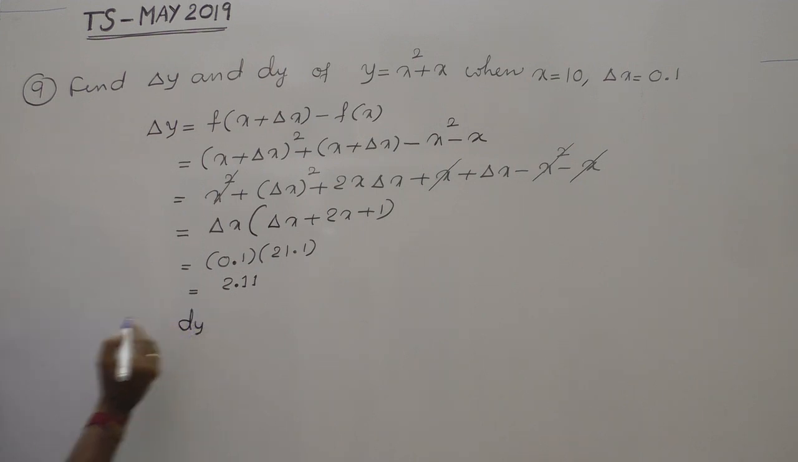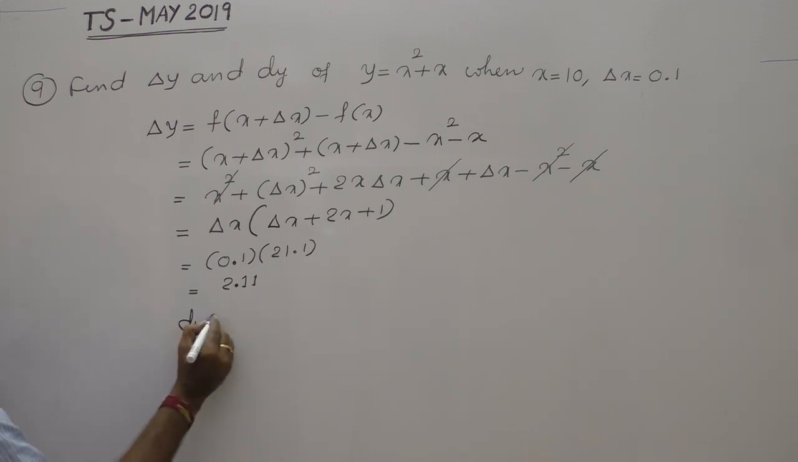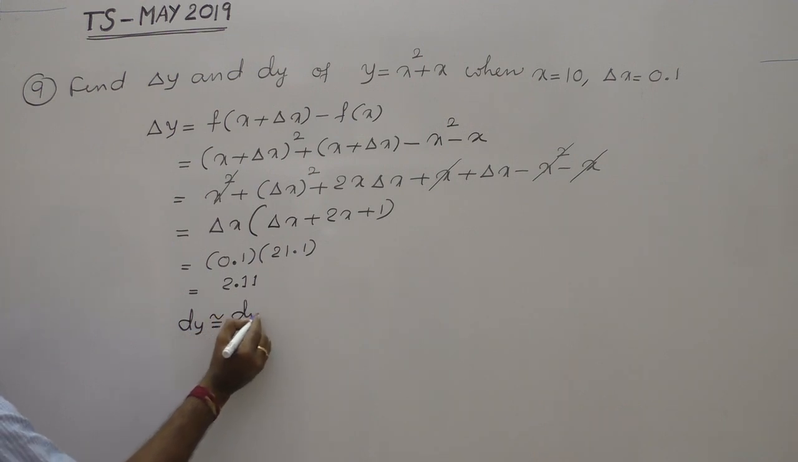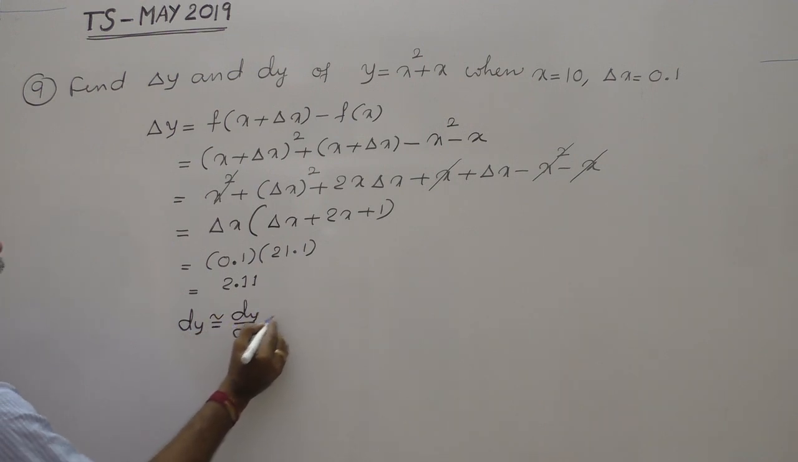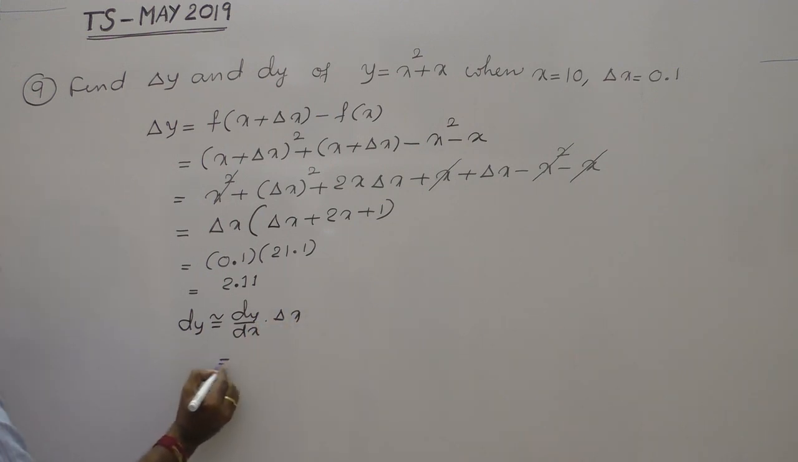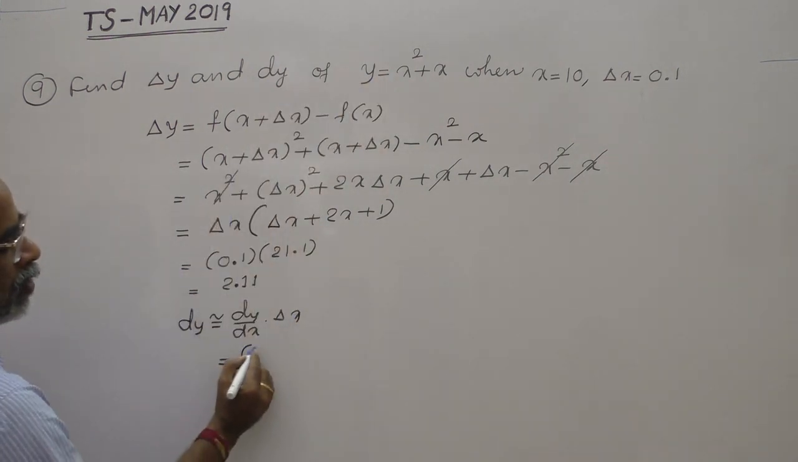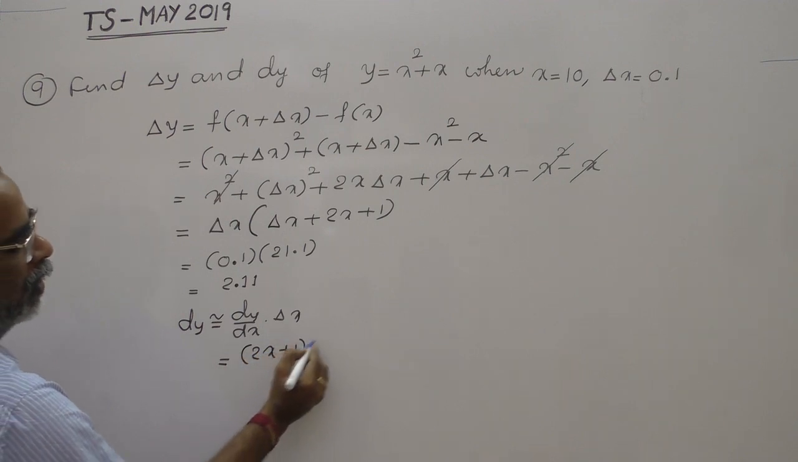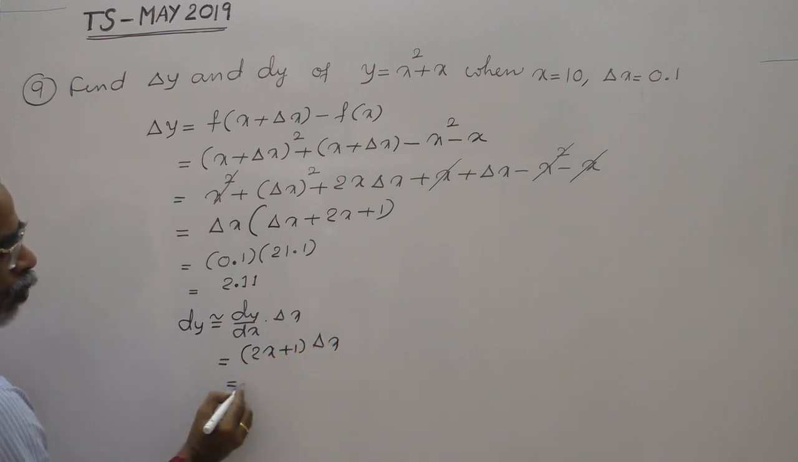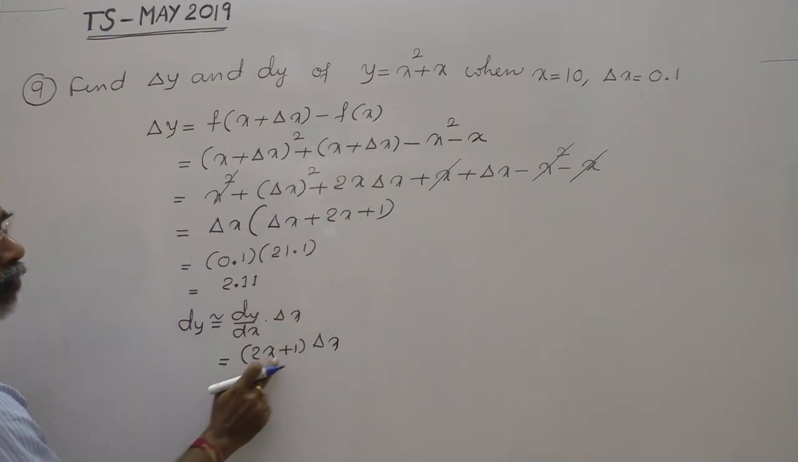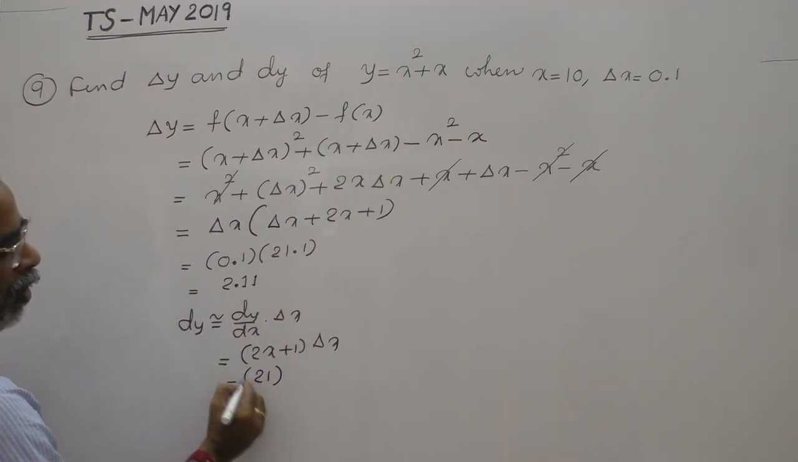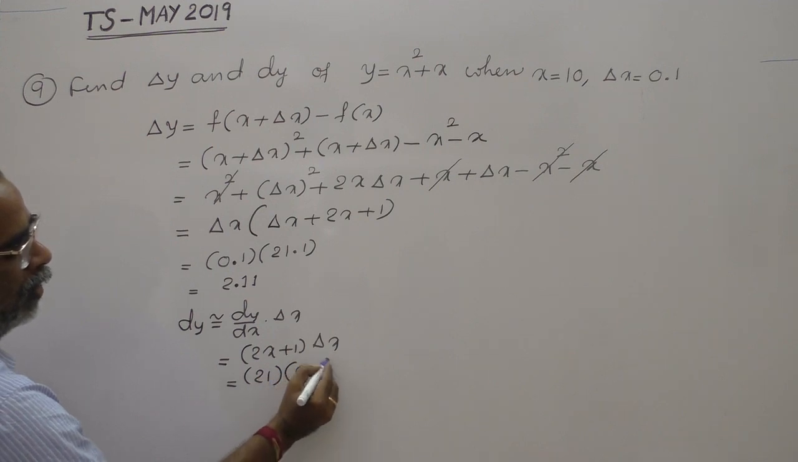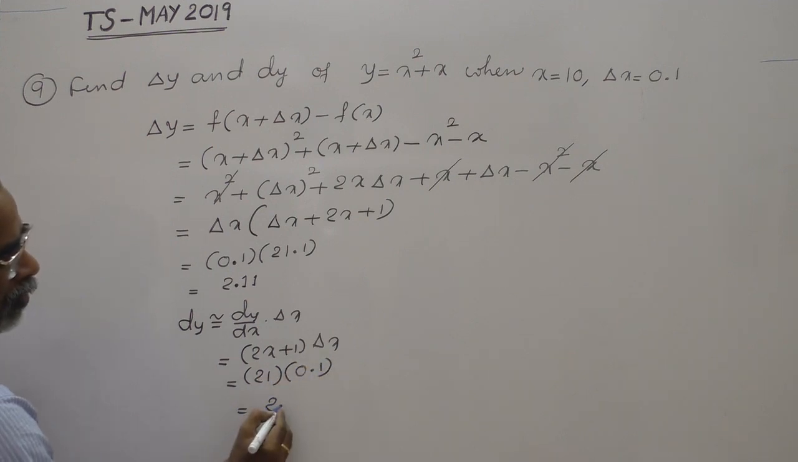Also asked dy. dy is called differential of y, which is equal to dy by dx into delta x. dy by dx means derivative of y. Its derivative is 2x plus 1 into delta x. Put the values. x equal to 10, 20 plus 1, 21, into 0.1. Multiply this. This will be 2.1. Delta y is 2.11, dy is 2.1.